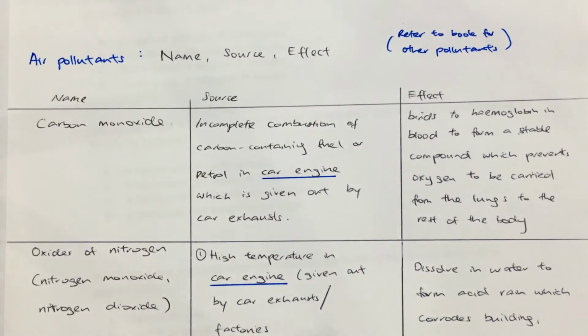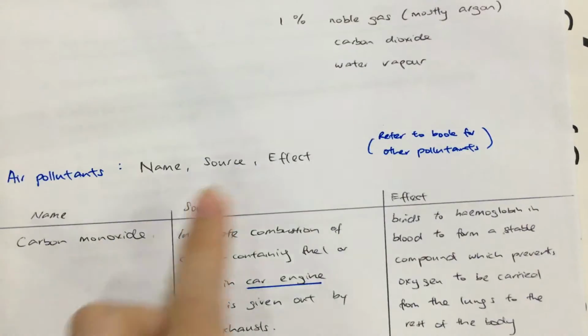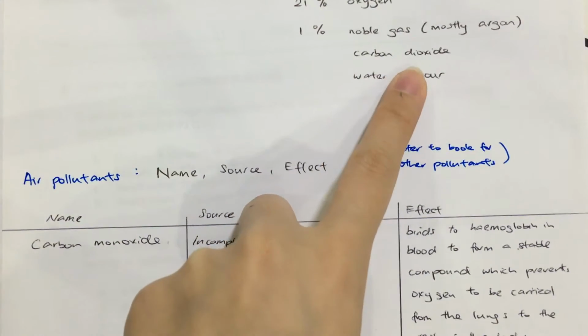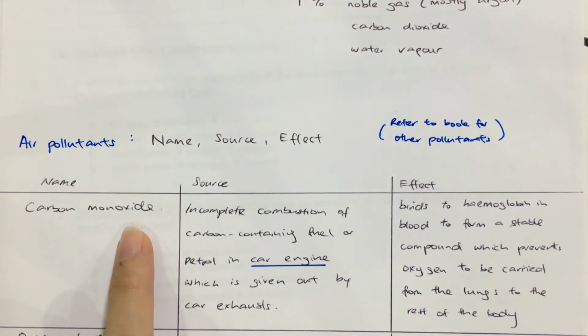So for the first air pollutant, it's called carbon monoxide. Okay, it's different from carbon dioxide. Carbon dioxide is what we breathe out. It is not a pollutant. It is in air, but it's not a pollutant. Carbon monoxide is a pollutant because it is poisonous. And where does this carbon monoxide come from?